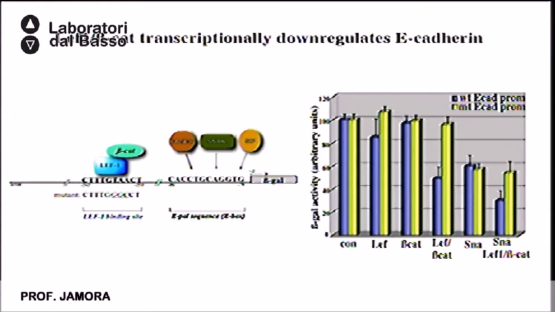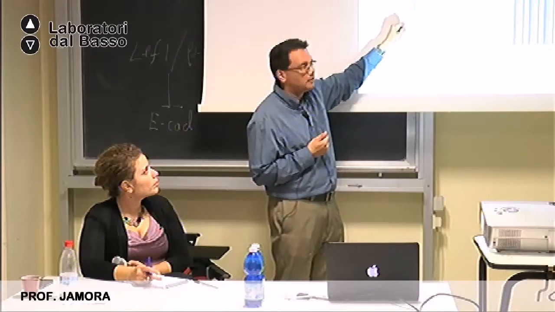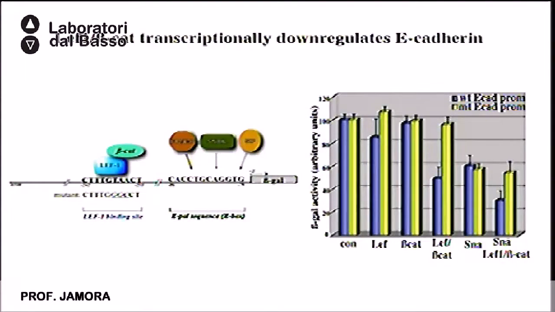And what I did is that I made a site-directed mutagenesis at this site to basically make it insensitive to binding to LEF1 again, right? And then there's another binding site downstream of that, which can bind the transcription factor SNAIL that I was talking about earlier. And SNAIL's first reported function was as an E-cadherin repressor. Okay, so I was just using that as a control.